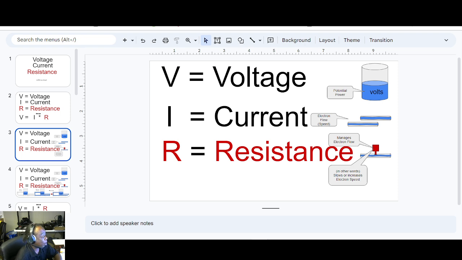So let's talk about what can represent voltage, current, and resistance. A great example is tanks of water and the pipes between the tanks. The tank that holds the water, that's the voltage. It has basically all your potential power. So the more water you have in the tank, the more potential power you have. Same thing as having volts.